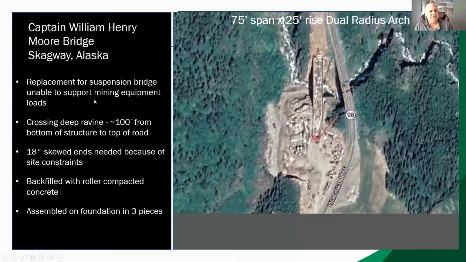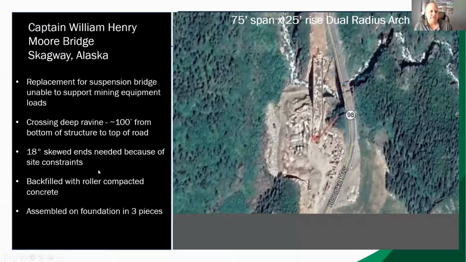The second case study is for a project in Alaska. Replacement for a suspension bridge about 100 feet from the bottom of the structure to the top of the road. From a design standpoint, this is going to be backfilled with roller compacted concrete. So we only had to design it for about 5 feet of concrete. After that point, the engineer determined that the concrete was going to support all the load.